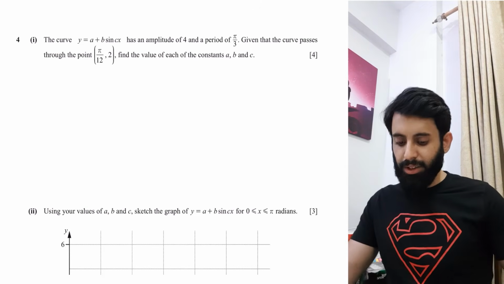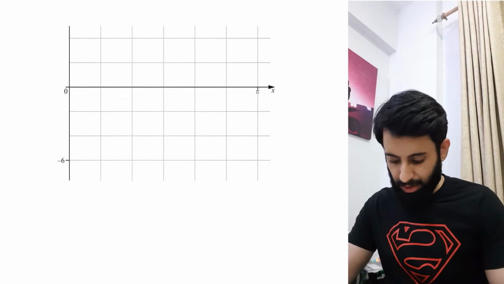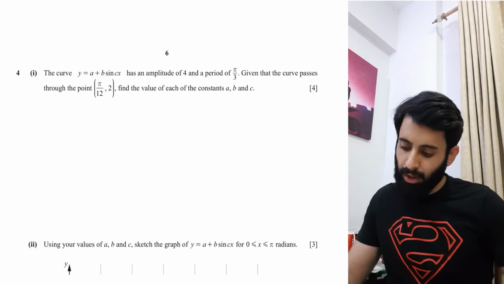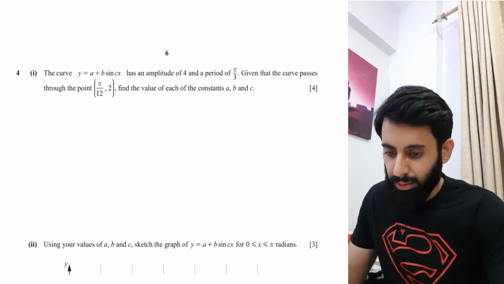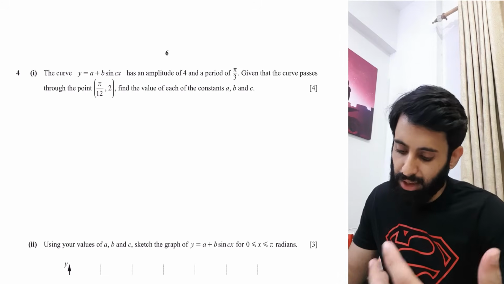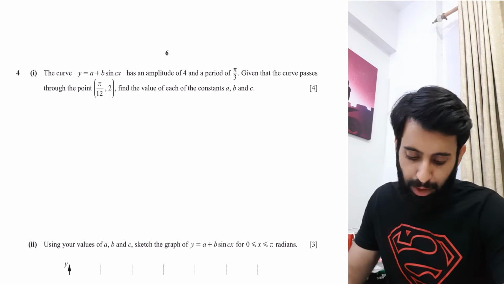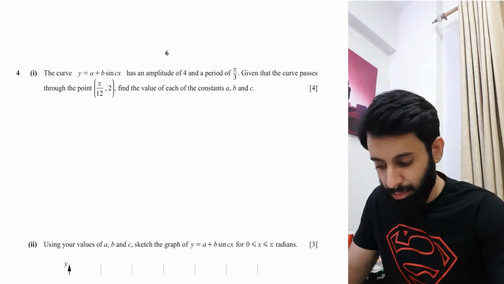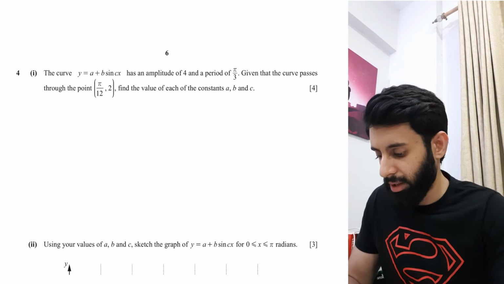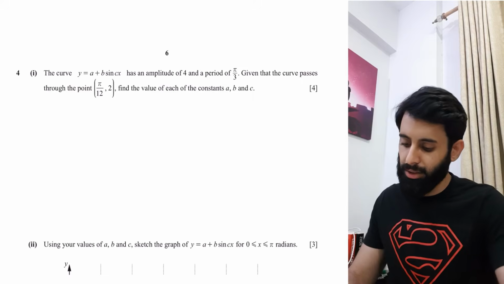Okay, so here's one question where we're going to be dealing with radians, and this I should mention is from Major 2018, paper 1, variant 1. It says here the curve y equals a sine bx plus a plus b sine cx has an amplitude of 4 and a period of pi by 3, given that the curve passes through the point pi by 12 and 2. So the first thing I want to do is turn my calculator into radian mode before I do anything else at all.